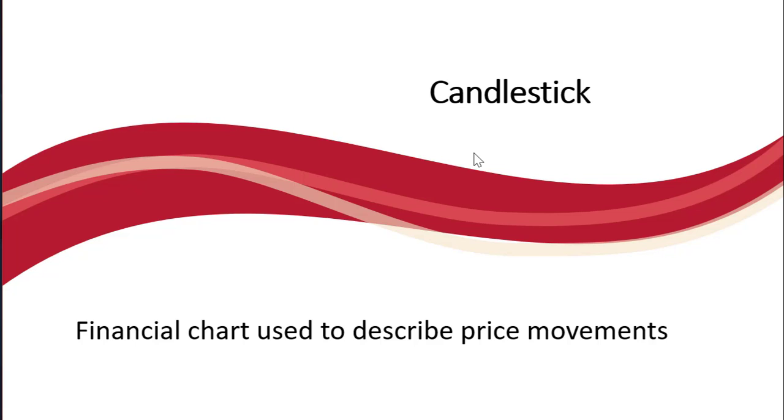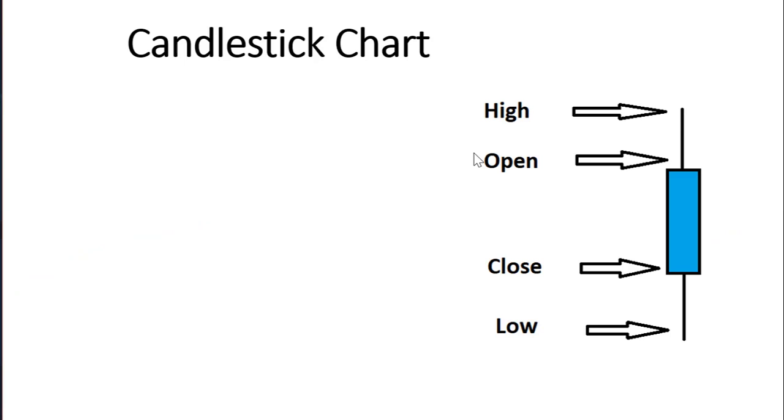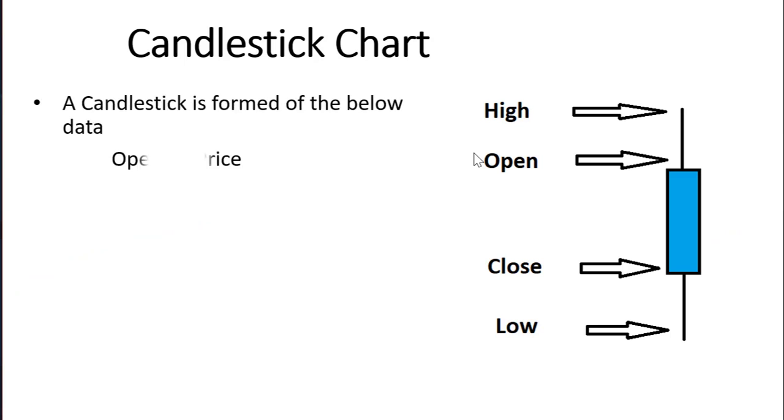A candlestick consists of 4 data elements: opening price, the price of the stock when the market opened; closing price, which is the price when the market closed; high price, the highest price it reached; and low price, the lowest it reached. In short, a candlestick provides key information about buying or selling action.